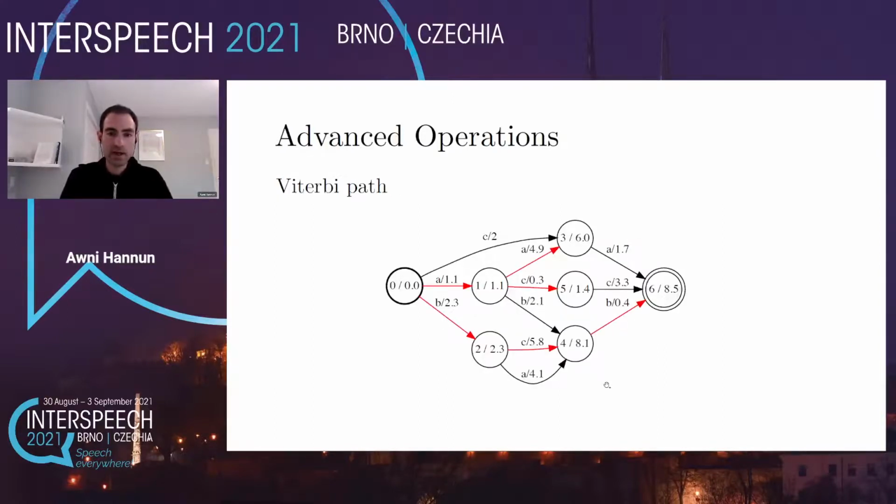So the Viterbi path is basically a matter of bookkeeping. As we're computing the Viterbi score, as we go through this topological traversal, at each node.